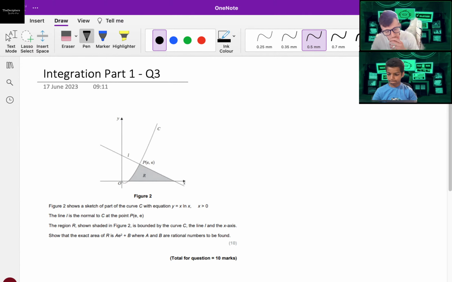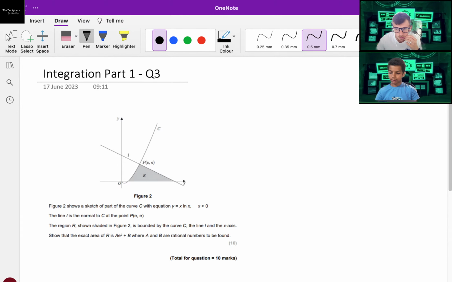So first of all, think about how you're going to find those areas. What are you going to do? Probably a good place to start, before you even think about doing anything else, is what we need to integrate. So you need to integrate.